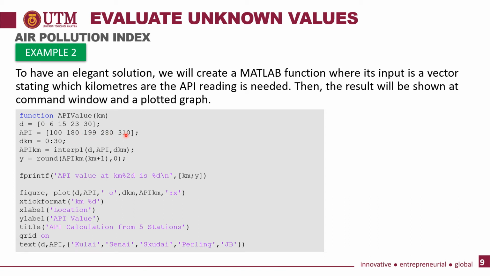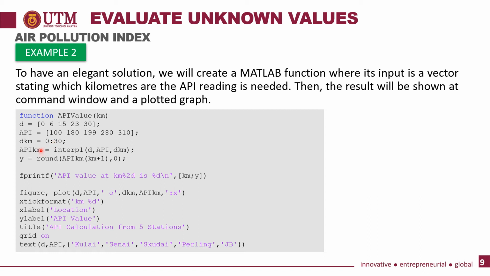So from here, what you can see is that D will become the x-axis and API will become the y-axis. And also D kilometer is actually the distance between the missing points. So you want to find the data at each kilometer. This is the colon operator, right? You already learned about the colon operator in the previous chapter.